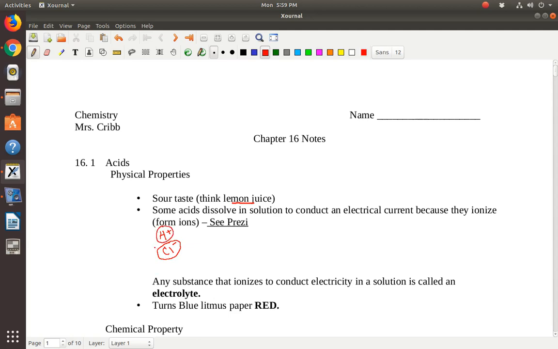So some of them dissolve in solution to conduct electricity, and those are called electrolytes. Any substance that ionizes to conduct electricity is called an electrolyte. And sometimes if you sweat a lot, they talk about your electrolytes not being good, so you need to drink some kind of drink with extra electrolytes in them to balance you out. So that's what those are.